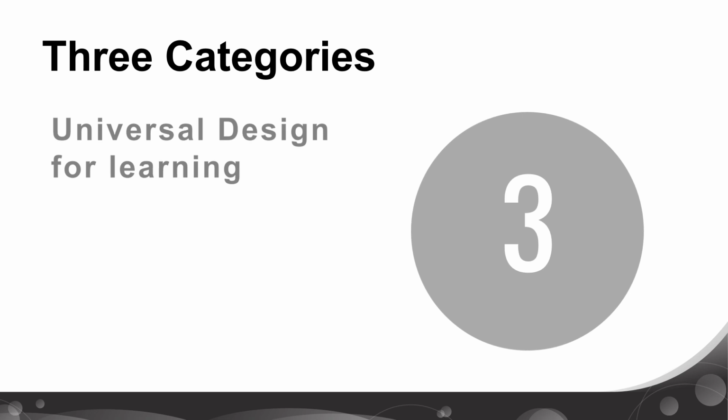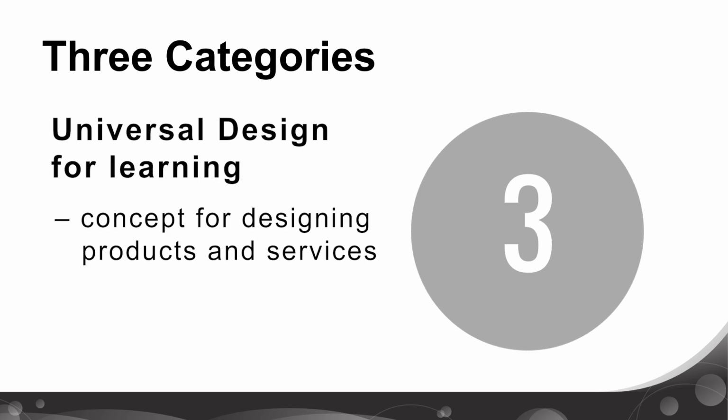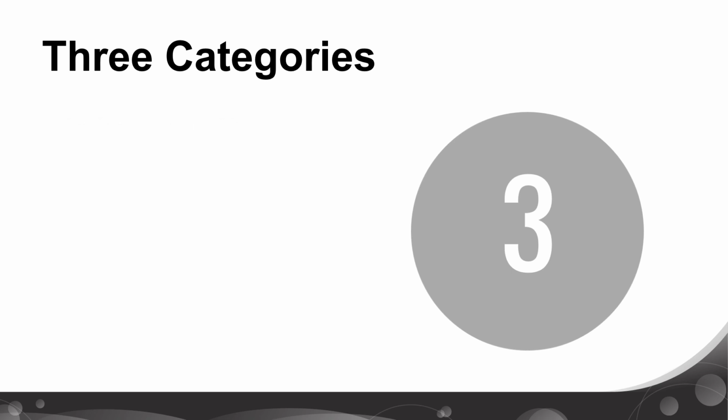Resources included in the CAASPP and ELPAC tests fall into these three basic categories based on the universal design for learning. Universal design is a concept for designing products and services in such a way that they are usable by people with the widest possible range of functional capabilities, thus reducing the need for assistive technology or accommodations.